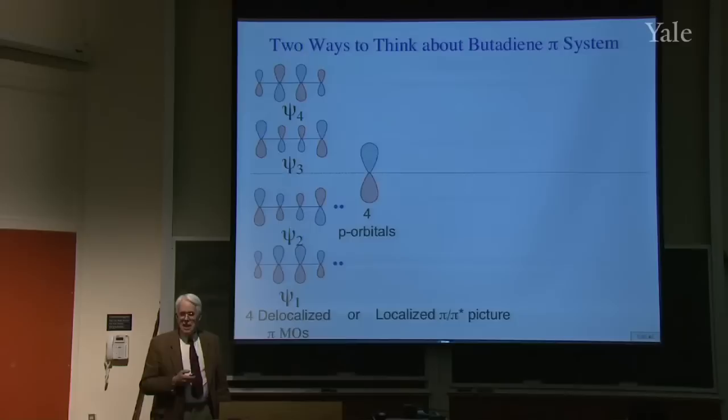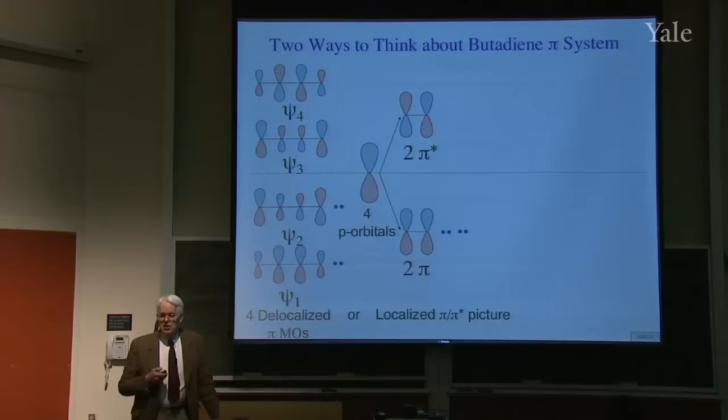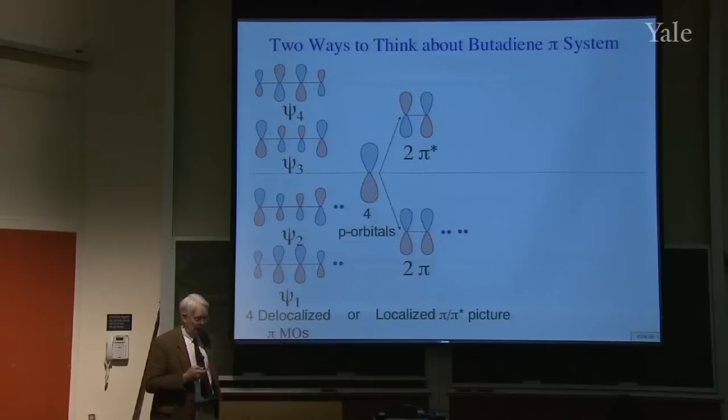Now let's look at the other way. Let's see if we just look at localized pi bonds on each end. How different is it? Okay, so we get two pi orbitals, one on each end, two pi stars, one on each end, and the four electrons go down into the two pi orbitals, right? And what we want to do is see how that compares with the delocalized orbitals on the left. How different are they in overall stability?